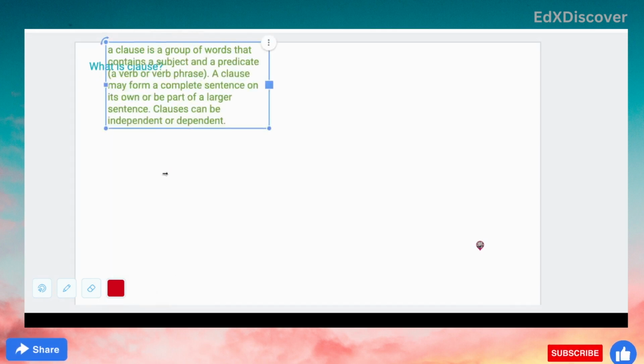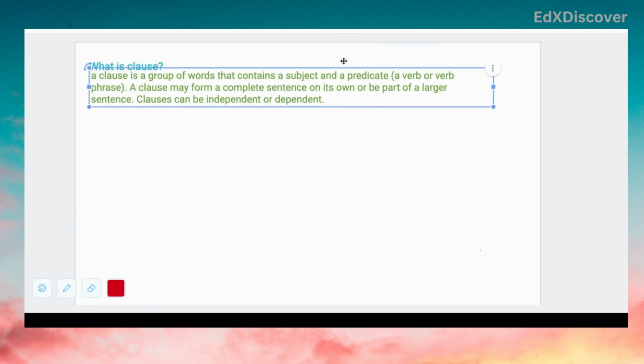Yes. So it is a group of words that contains a subject and a predicate. A predicate is nothing but a verb or a verb phrase. And a clause may form a complete sentence on its own, or it can be a part of a larger sentence. Okay? And it can be of two types, independent clause and dependent clause.